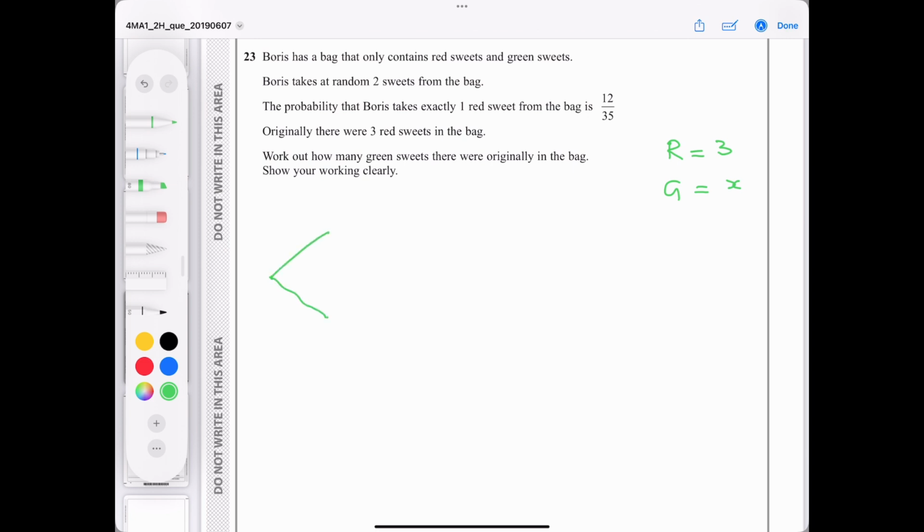So the first lot of things that we get are red and green. This is red and green as well. There we go. And we will have 3 reds over the 3 reds plus the X amount of greens at the beginning. And then for the same thing, we'd have X over 3 plus X. We don't know how many green sweets there are, we just know that there's 3 plus X there.